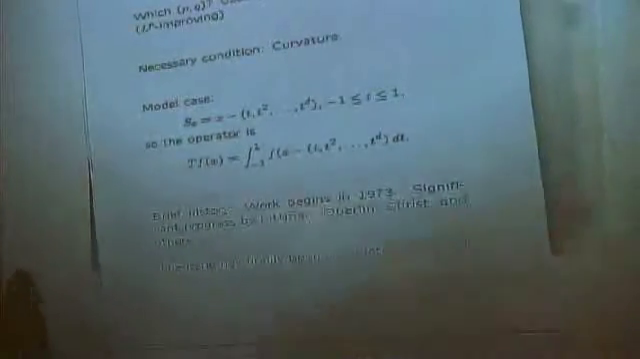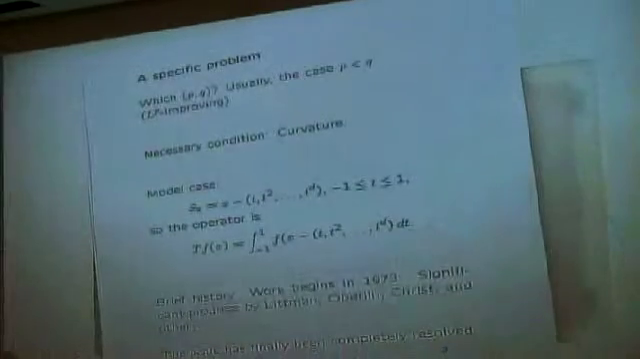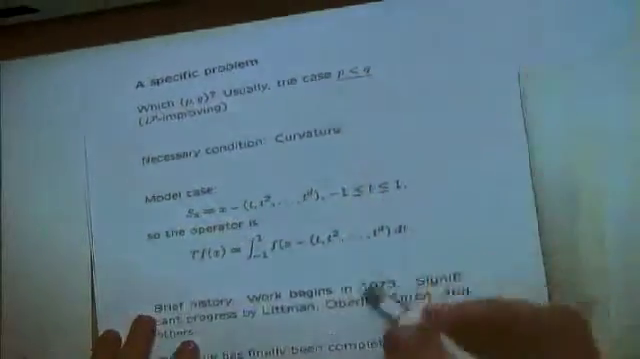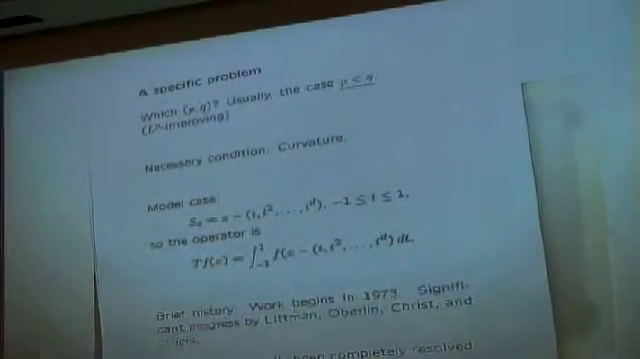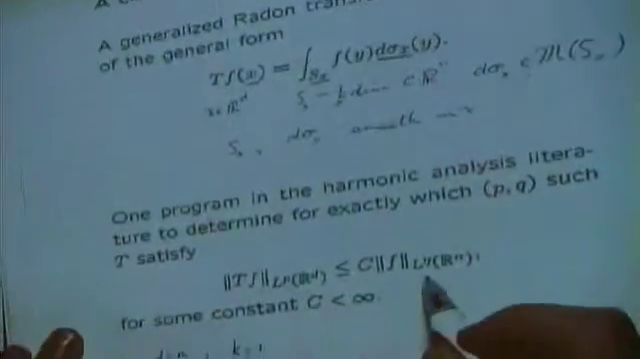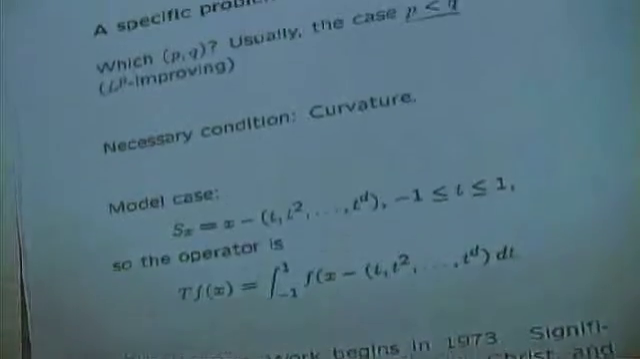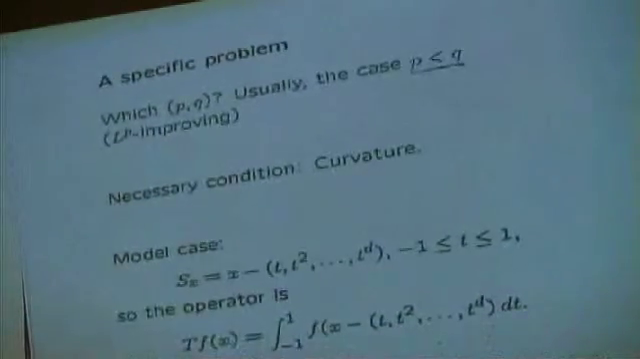Now I'll specify things even more. First of all, which p and q are we interested in? Usually the case is when p is smaller than q. So we're going from L^p into L^q, and this exponent is getting bigger. This is called an L^p improving estimate.